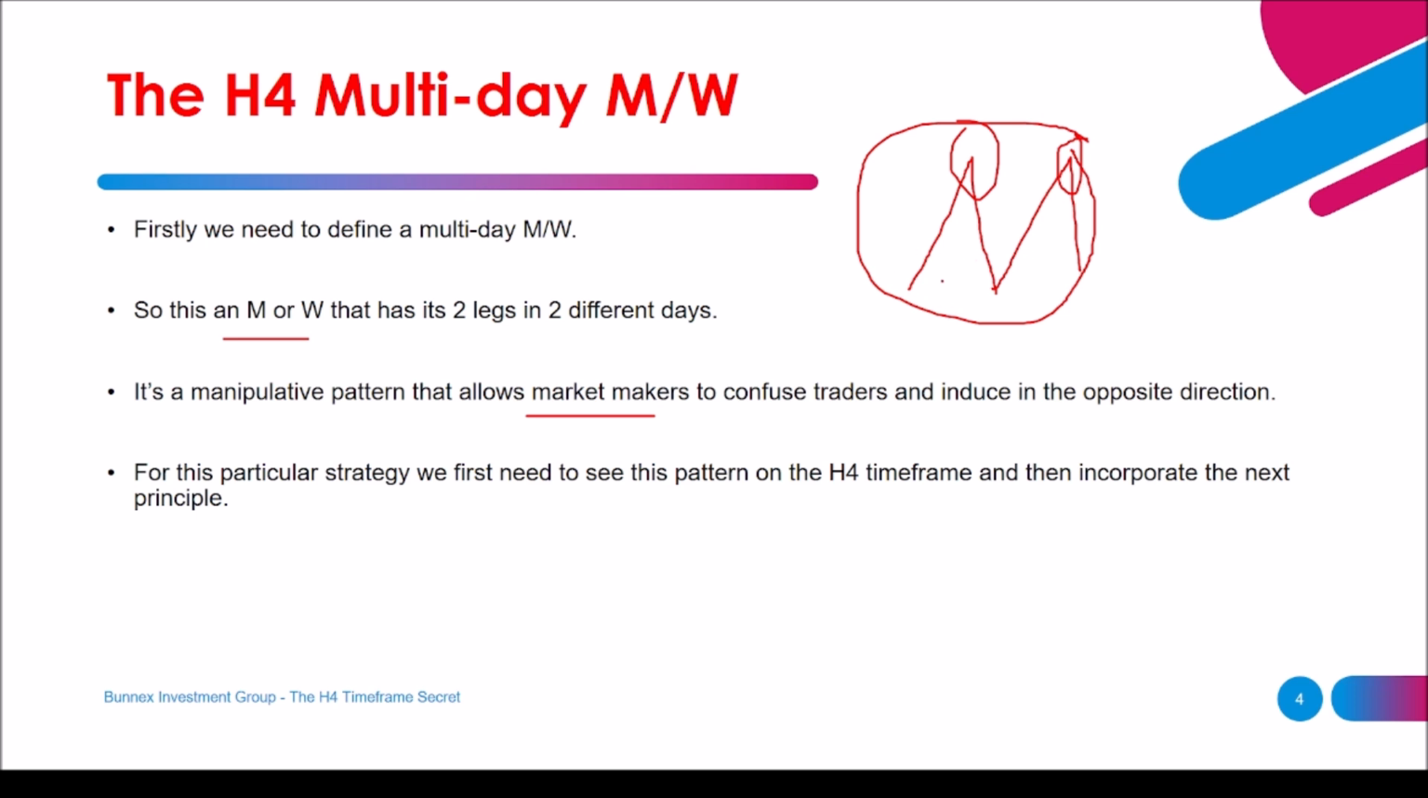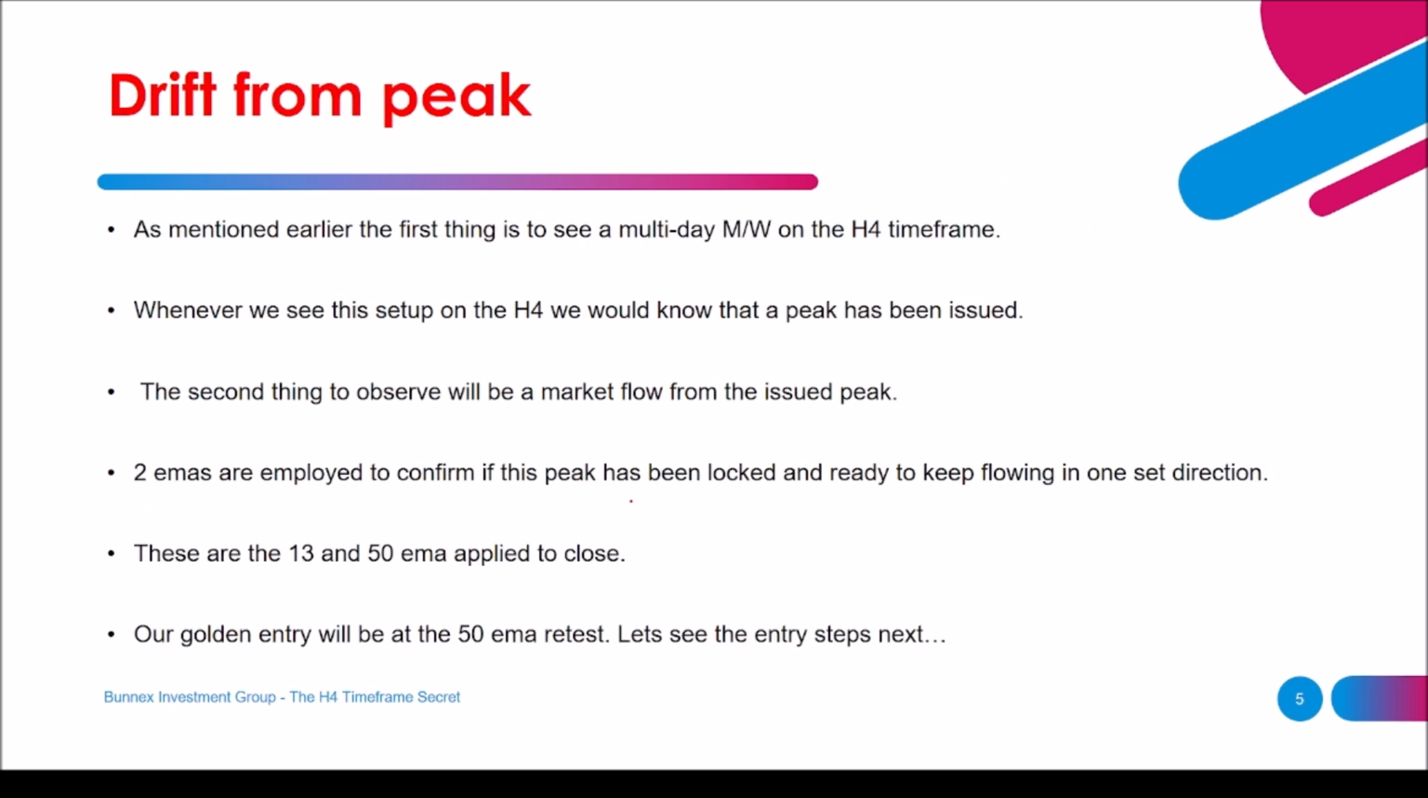By that, if you see, the first leg will actually induce longs, then shorts, then those shorts taken out and more longs induced, and lastly those longs will be taken out and the market will drift away with power. So for this particular strategy, we need to first see this pattern on the H4 time frame and then incorporate the next principle that we are going to talk about. Then drift from the peak. That's the next thing that we need to see.